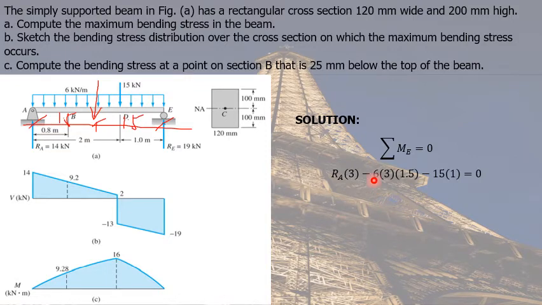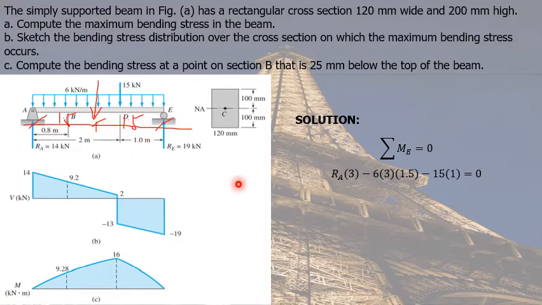We multiply the resultant force 6 times 3 times the perpendicular distance of the resultant force from point E, which is 1.5. And it tends to rotate counterclockwise, hence negative. And for the concentrated load of 15 kilonewtons, it also tends to rotate counterclockwise about point E, hence negative. And its perpendicular distance from point E is 1 meter.